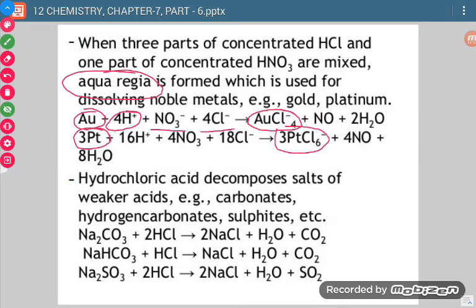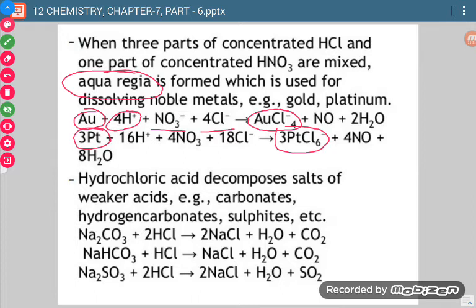Whatever is formed is a coordination compound. There is formation of a complex. Now, hydrochloric acid decomposes salts of weaker acids, for example carbonates, hydrogen carbonates, sulfites, etc.